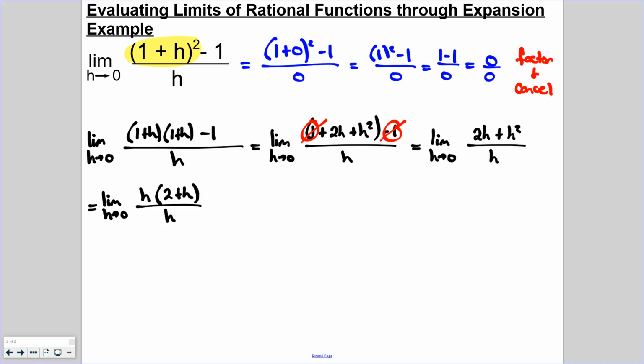But now we have a factor in the numerator and a factor in the denominator that are the same, so those can go away, leaving us with the limit as h approaches 0 of 2 plus h. And then we can do direct substitution to get 2 plus 0, giving us an answer of 2.